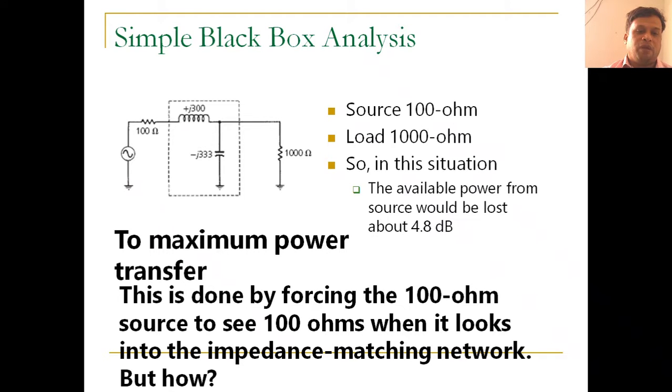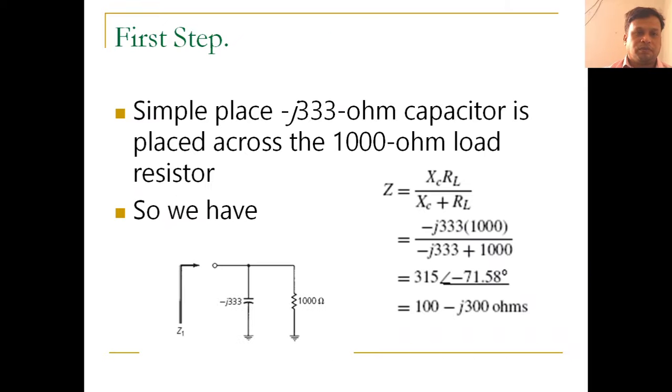So the maximum power transfer is done by forcing the 100 ohm source to see 100 ohms when it looks into the impedance matching network. But how? We are making that 100 ohm network match with the other 100 ohm network on the load side. So how do we match this impedance? We will start now.